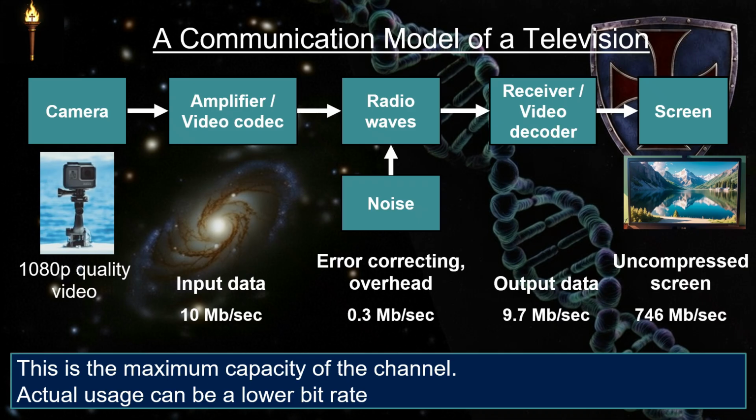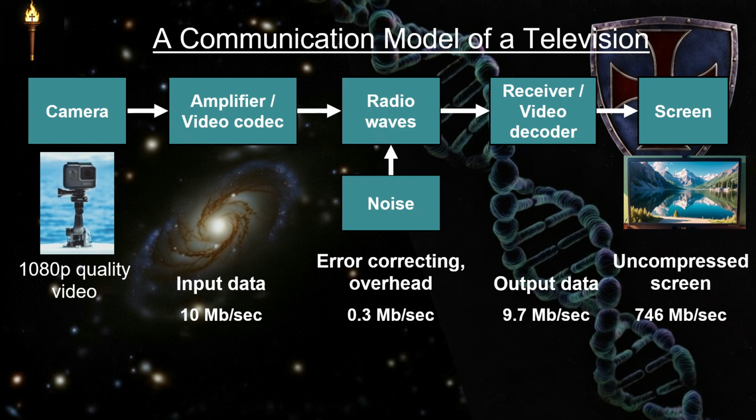So again, this is the maximum capacity of the channel. If it's midnight and there are no lights, the camera will have a black background. There will be no input data. There'll still be the error correcting overhead and no resulting output data. And you'll see a black screen.